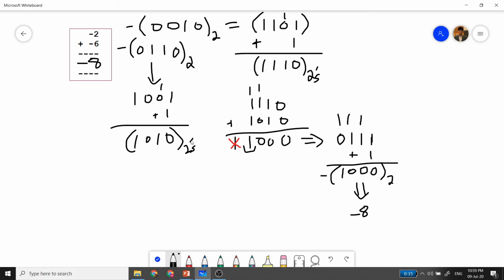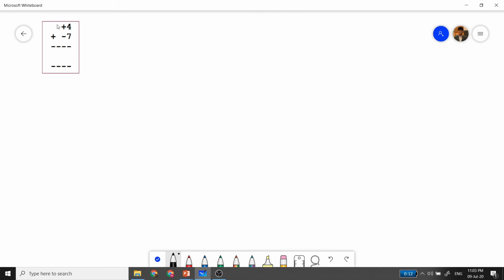Another way to check if my answer is an overflow or not is to look at the range. If you remember, the range of a 4-bit 2's complement number system is from -8 to +7. Since -8 is inside this range, I can say that there is no overflow. Let's look at the third example. This is a positive number. Let's convert it to its binary form, which is 0, 1, 0, 0. Its 2's complement is the same, which is 0, 1, 0, 0.